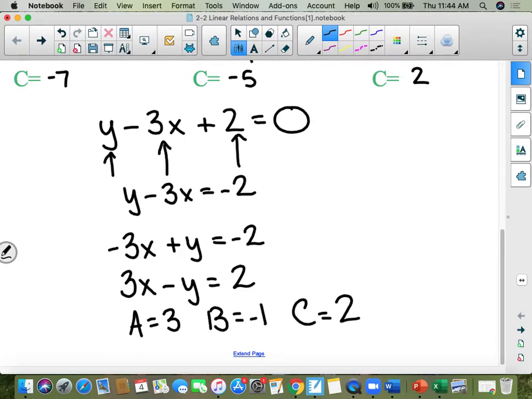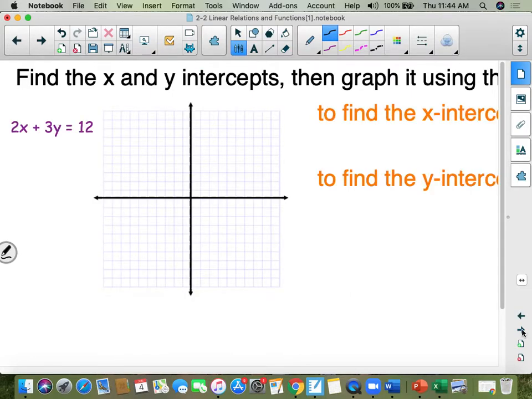So hopefully you understand it after 4 examples. Now comes the second part of the assignment. Why is it good to have it in the form of AX plus BY equals C? Because we're going to learn how to graph them, to find where it crosses the X. Make yourself a chart, and there'll probably be a chart on the test.